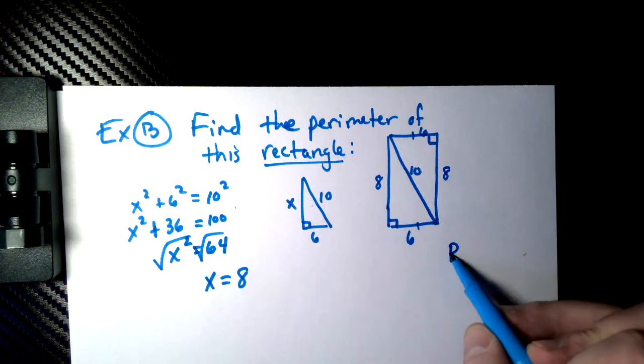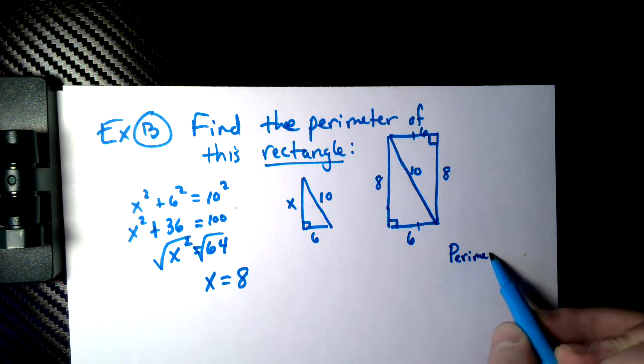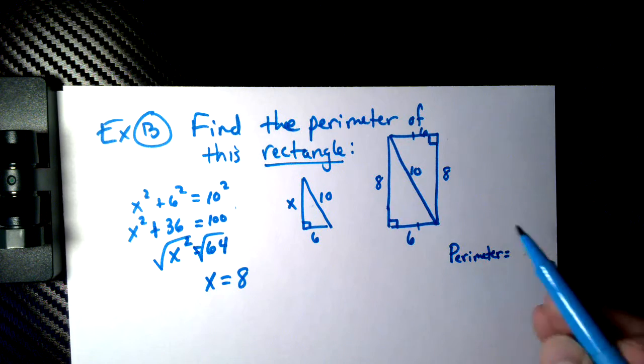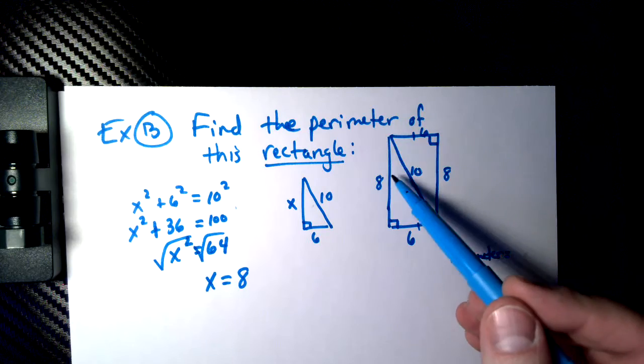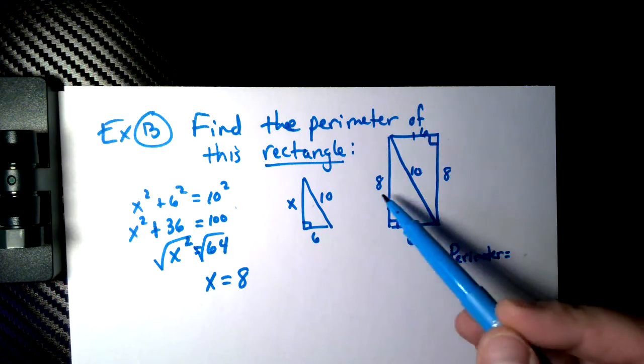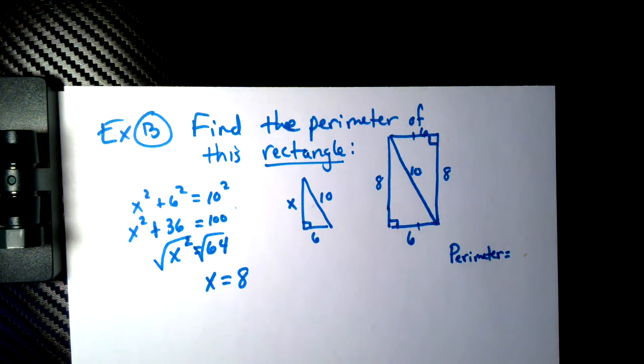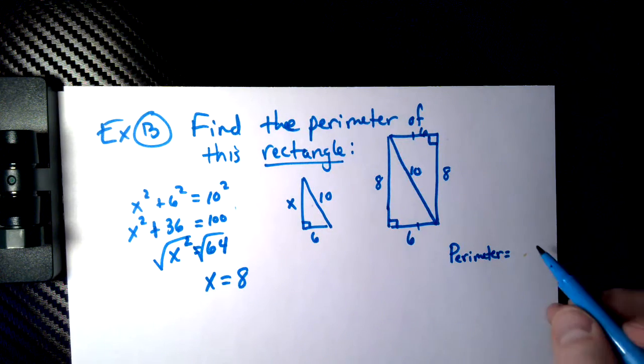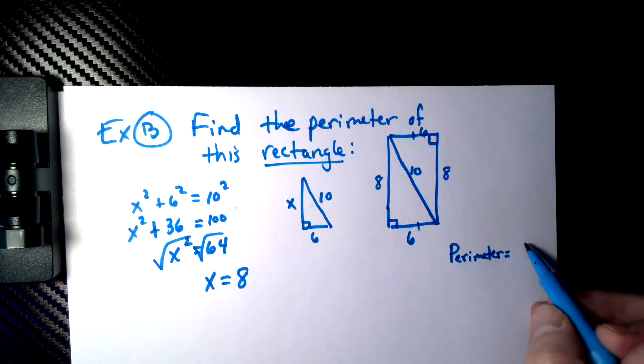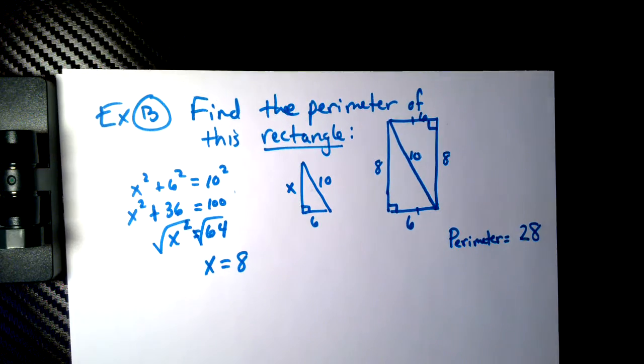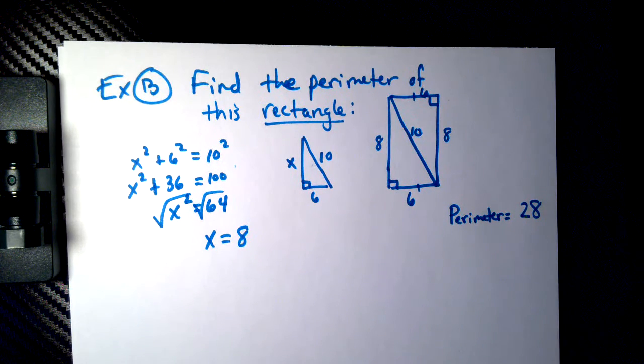And so the perimeter is 6 plus 6 is 12. 8 and 8 is 16. 16 plus 12. Why do I have to think about this so much? 16 plus 12 is equal to 28. Boy, I had to think about that way too much. I'm doing my video a little too late at night.